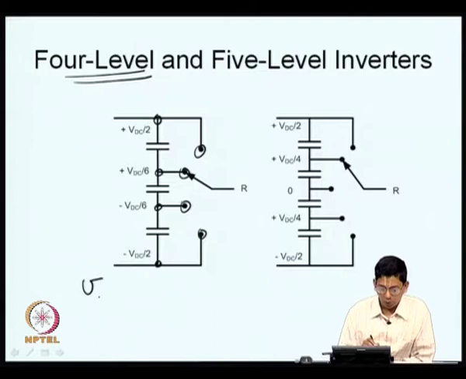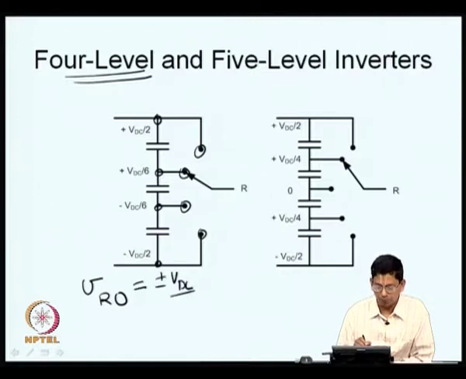So, here your VRO, O being the midpoint which is not indicated explicitly here, is really the average of the two extreme potentials. If you look at your VRO, it can be plus or minus VDC by 2. If R is connected to the top throw or bottom throw, you get plus VDC by 2 or minus VDC by 2 as in a 2 level inverter.